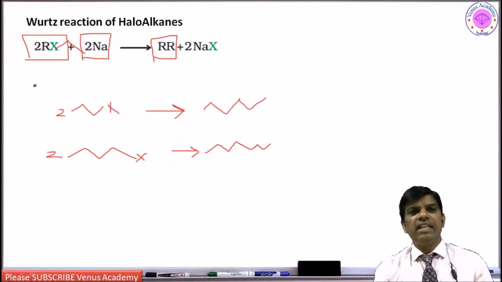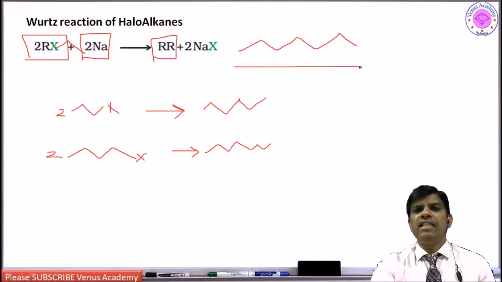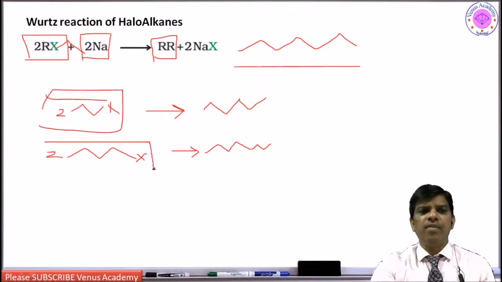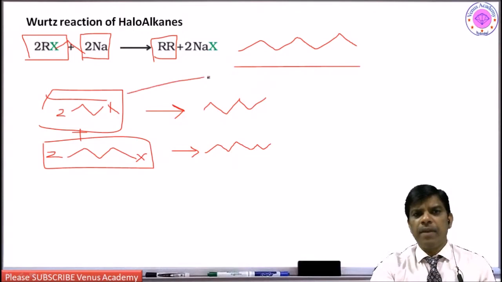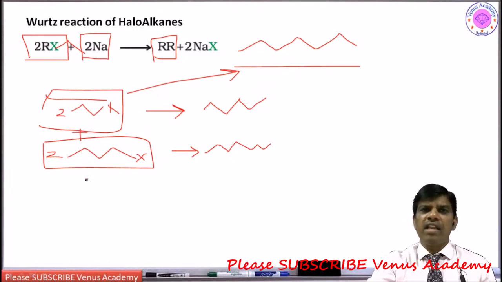In 2020 NEET there was a question: is it possible to prepare odd-membered carbon chain compounds through Wurtz reaction? They gave a 7-membered chain, 1 2 3 4 5 6 7. Is it possible to prepare it through Wurtz reaction? No, it cannot be prepared, because you cannot react two different halogen compounds. If you want to make this odd-membered compound, you have to take propyl halide and butyl halide in one reaction vessel.